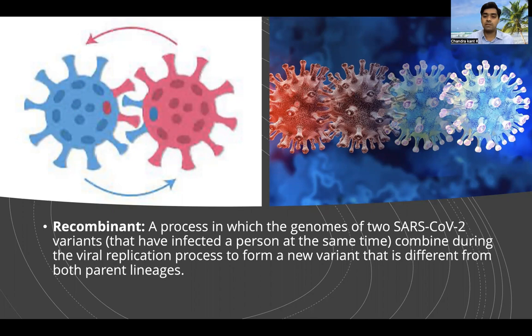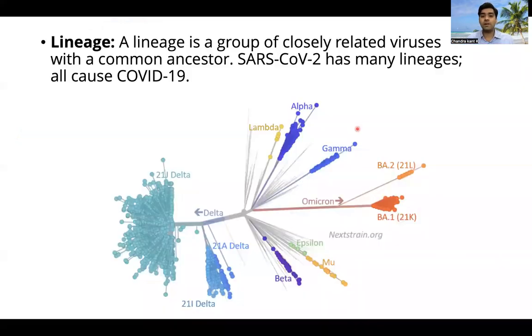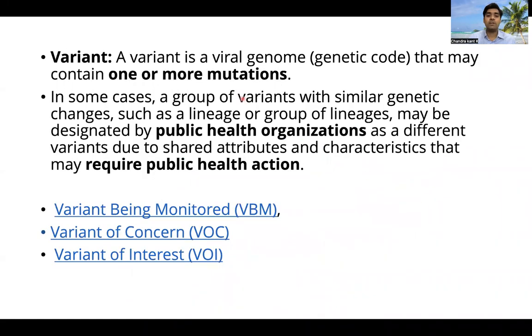Now you can see these are the two parent viruses, which have undergone recombination to produce these two intermediate viruses. This is a process called recombination. Now, lineage: closely grouped viruses are called lineages, like alpha, gamma, omicron, delta. What we are seeing is that Omicron is nothing but a lineage. And now we'll see what a variant is. A variant is basically when there are a lot of mutations in the genetic code, not just one mutation.